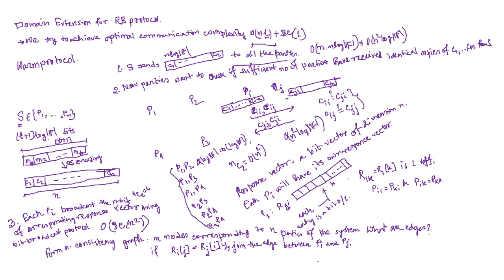So the consistency graph will indicate which of the parties both think that they are consistent with each other. If both the parties agree that they are consistent with each other, then only their corresponding edges are joined in the consistency graph, indicating that they are consistent with each other. Okay. Now once this consistency graph is formed, there comes the challenge of finding a clique in the graph.